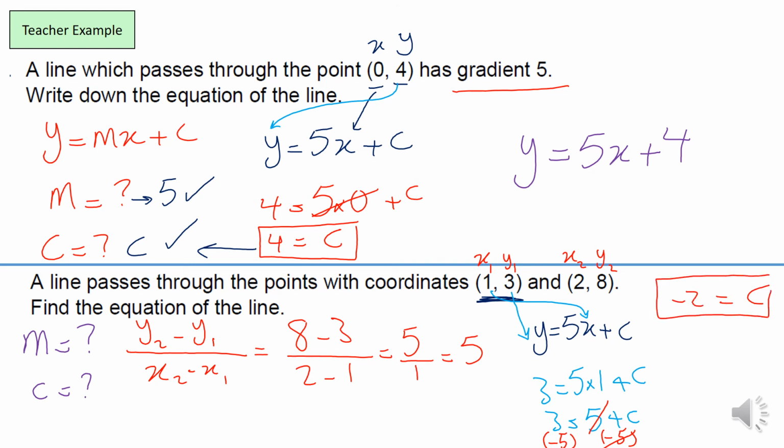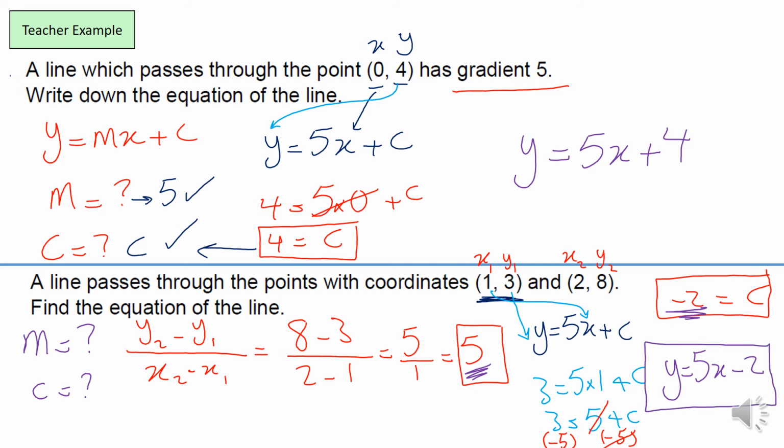Now I have my c. I had my m. All I need to do is write the equation. So the equation would be y equals, instead of m, I'm going to put 5, because that is my gradient. So 5x. And then my c is minus 2, which is here. Minus 2. That is the final answer. The equation of that line.